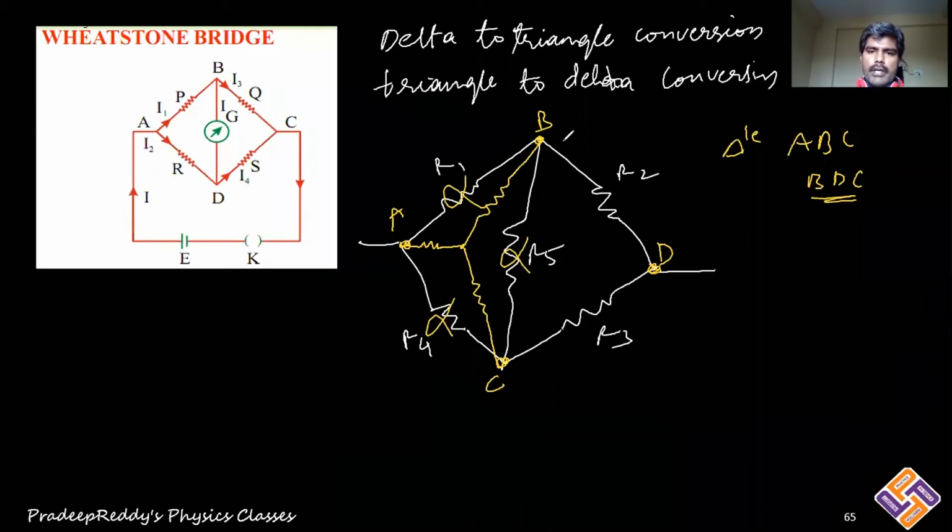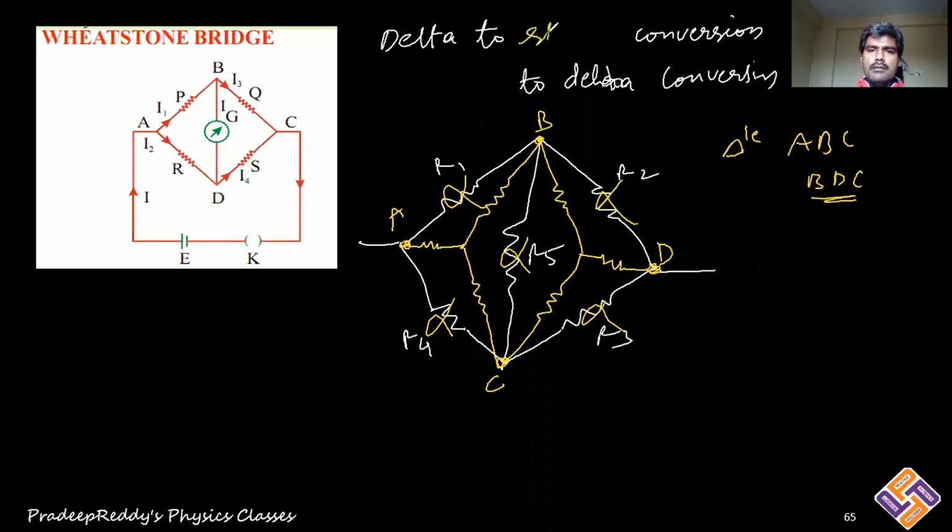Likewise, you can replace these three resistors, R2, R3, R5, with these resistors. Okay, this is called delta to star or star to delta. I don't want to confuse you. Write it as star to delta, delta to star or star to delta. So this is star to delta conversion or delta to star conversion.